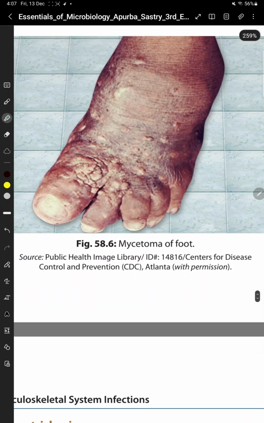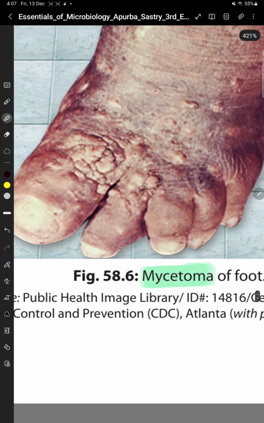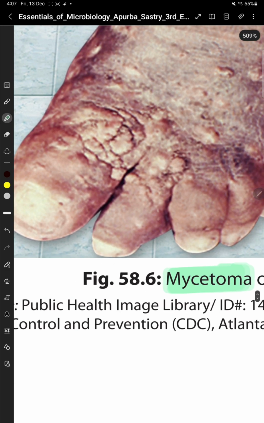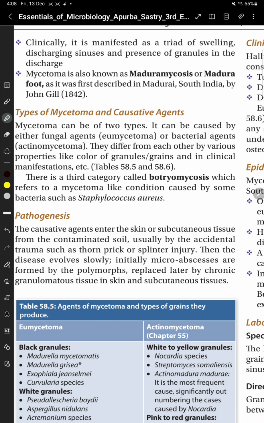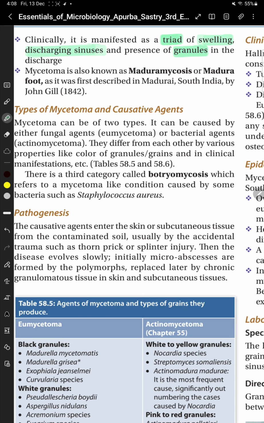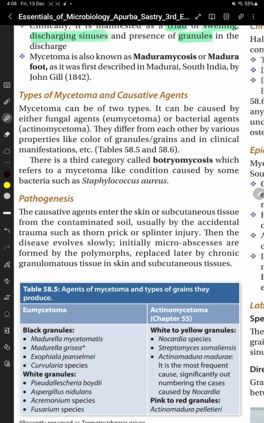So this is a figure of mycetoma. When mycetoma happens in foot, this is how it looks. It is a granulomatous lesion. So there is a triad of mycetoma, that is swelling, discharging sinuses, and presence of granules in the discharge. So in mycetoma we find a triad, which is swelling, discharging sinuses, and there will be granules in the discharge.